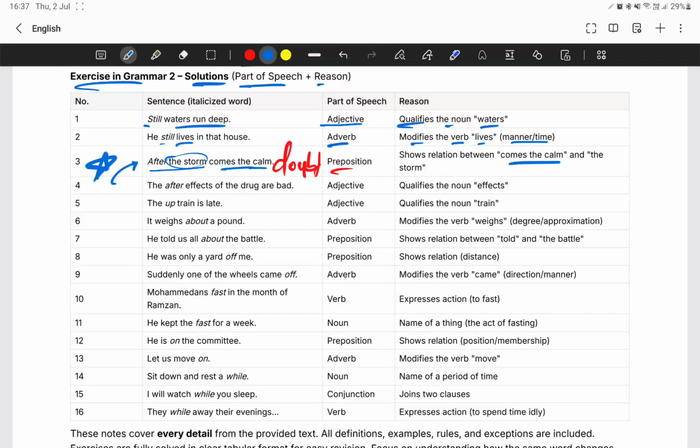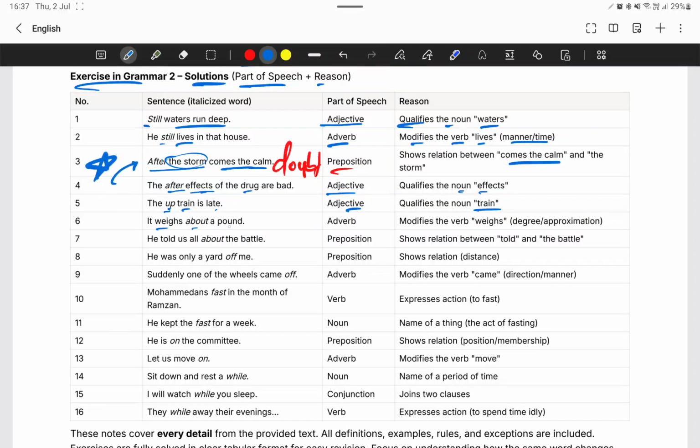Okay, next, the after effects of the drug are bad. So after effects of the drug qualifies the noun effect. Effect is a noun. And when a word alters a noun, then it is an adjective. The up train is late. Again, train is a noun, and up is adding some meaning to the train, so it is an adjective.